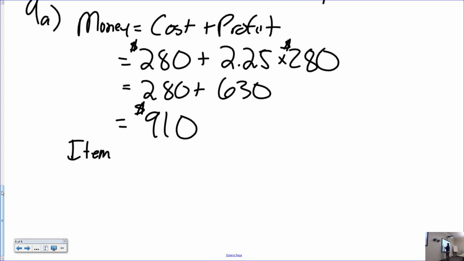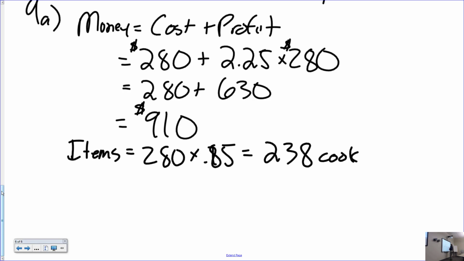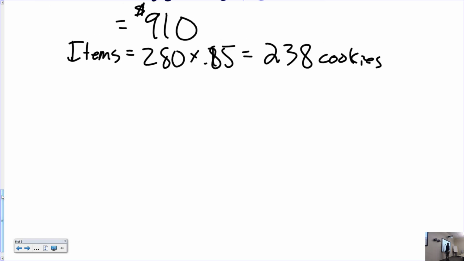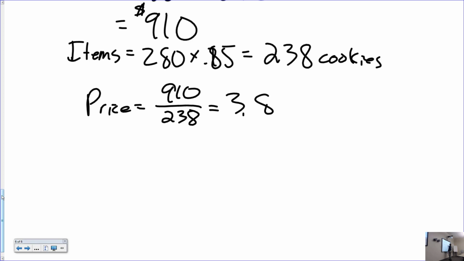The items, I'm losing 15% of them. I multiply by the complement. Again, if you took 15% and subtracted, you got the same number. That was perfectly okay. And then last but not least, to figure out the price, you just divide those two. $3.82 a cookie in order to get your profit according to the formulas and whatnot.